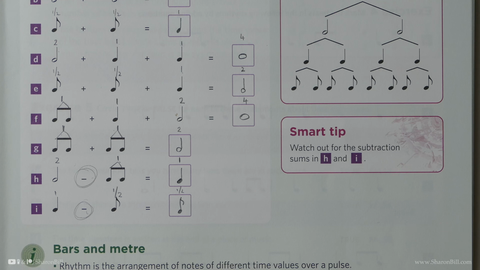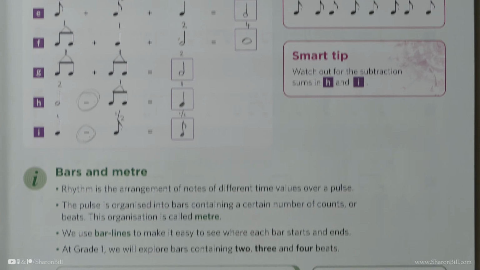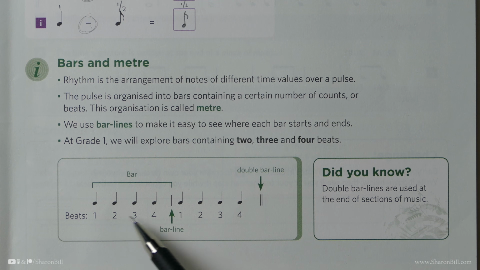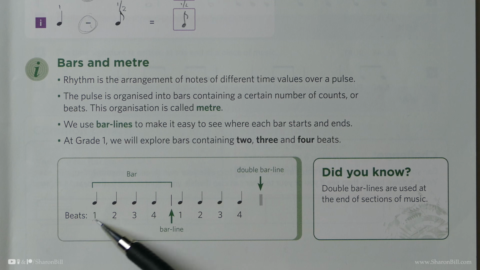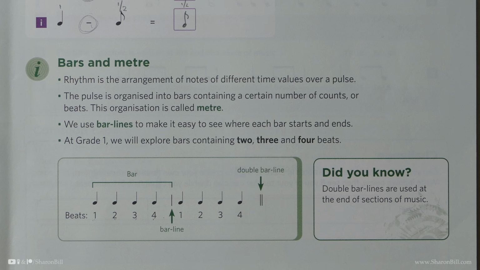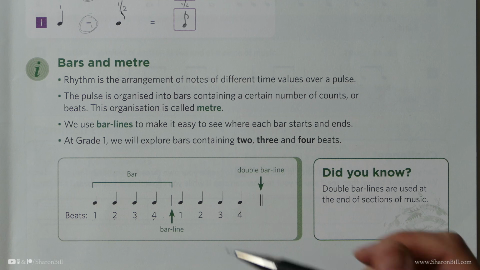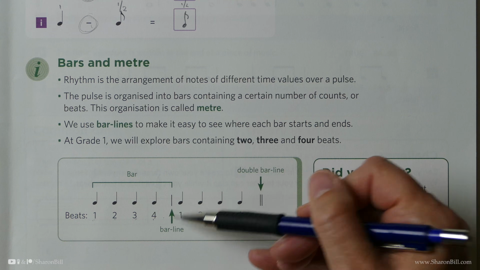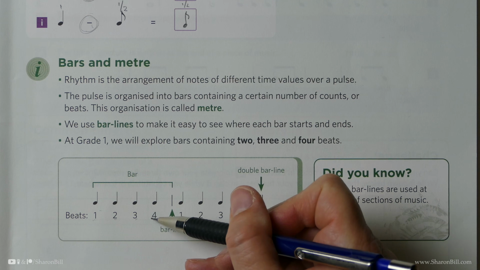And so now let's press on and let's just have a little look at this bottom section, just explaining about bars and meter. And so rhythm is arranged in different note values over a repeating pulse or tempo, like a clock ticking. So there's your beat 1, beat 2, beat 3, beat 4. We can have any number of note divisions that will add up to that, just like we've been doing in the musical sums above. And then they're arranged in a certain number of beats per bar, which are divided by a bar line. And there are reasons why this occurs.